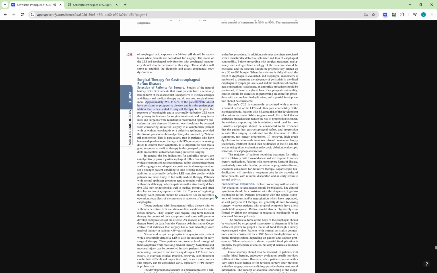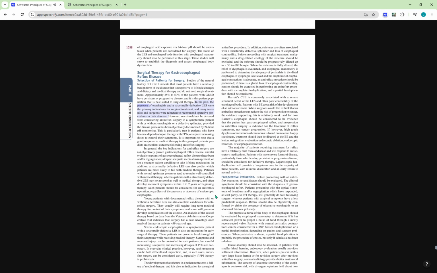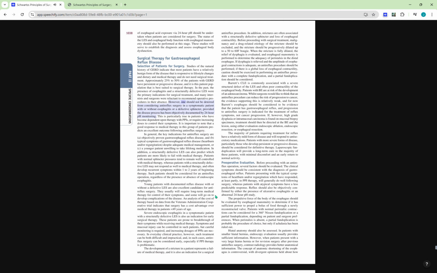Approximately 25% to 50% of the patients with GERD have persistent or progressive disease, and it is this patient population that is best suited to surgical therapy. In the past, the presence of esophagitis and a structurally defective LES were the primary indications for surgical treatment, and many internists and surgeons were reluctant to recommend operative procedures in their absence. However, one should not be deterred from considering anti-reflux surgery in a symptomatic patient with or without esophagitis or a defective sphincter, provided the disease process has been objectively documented by 24-hour pH monitoring.